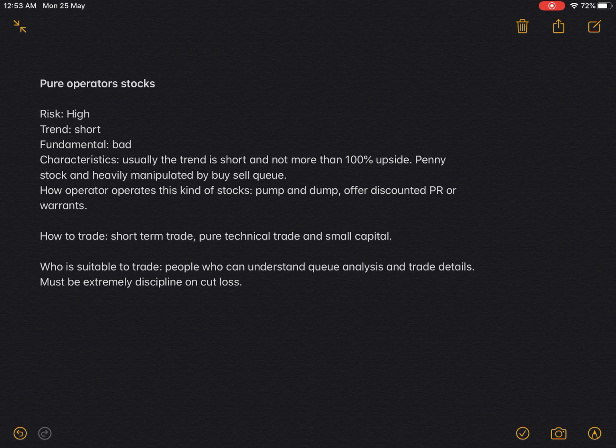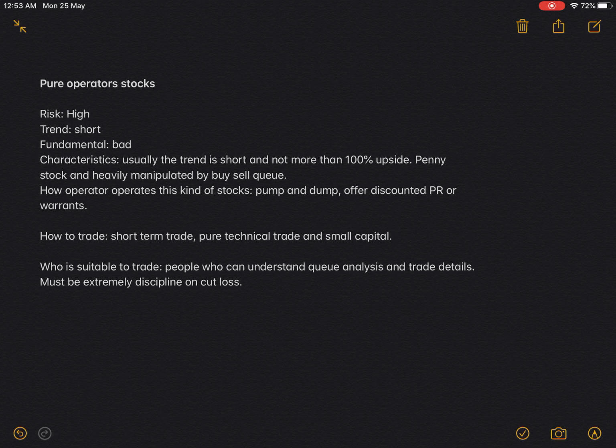So how to trade these kind of stocks if you really want to trade? Okay, these are pure technical trades, and usually I will advise to put in a small amount of capital and also short-term trade. Usually for these kind of stocks, operators need to cover their costs and get some returns within 100%. So usually it pumps up 100% and it will sell back down. Okay, so you need to be very, very careful who is suitable to trade these kind of stocks. People who understand queue analysis, trade details, and understand how operators operate these kind of stocks, and must be extremely disciplined on cut loss.